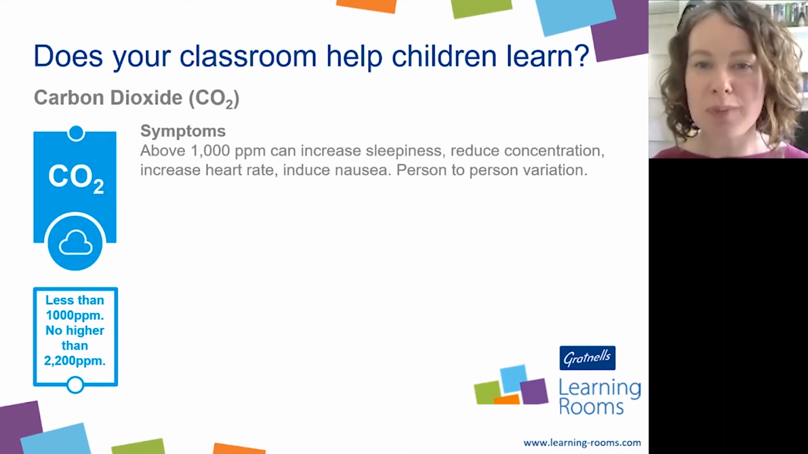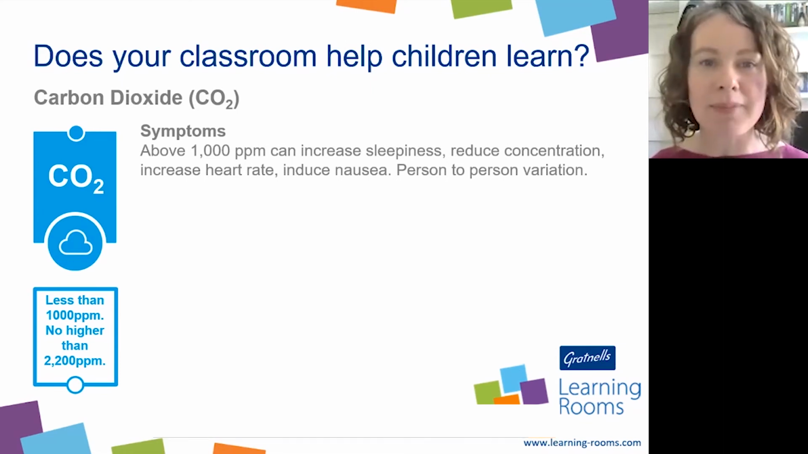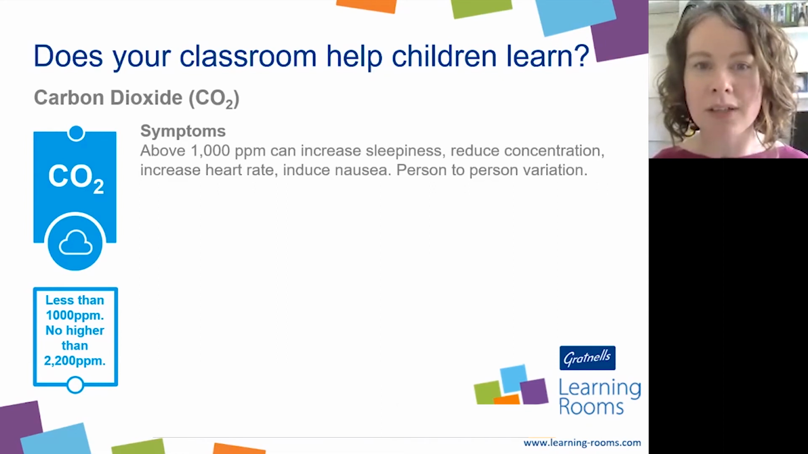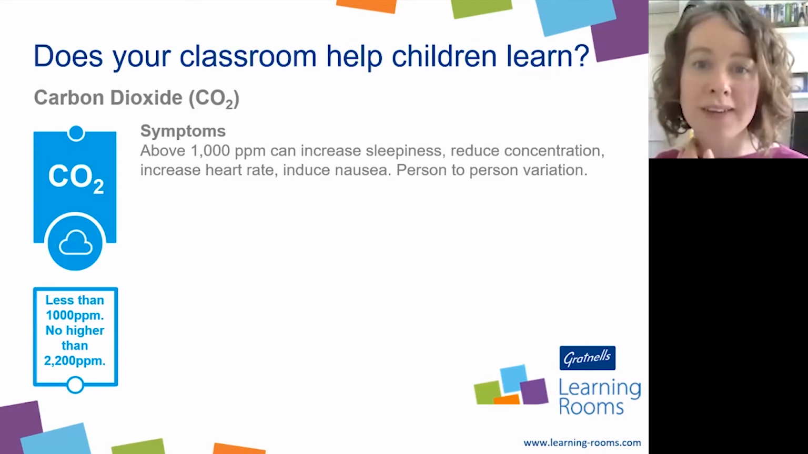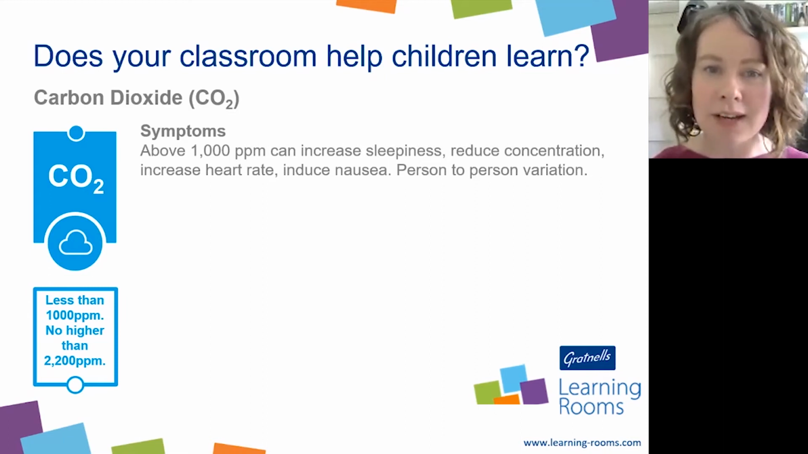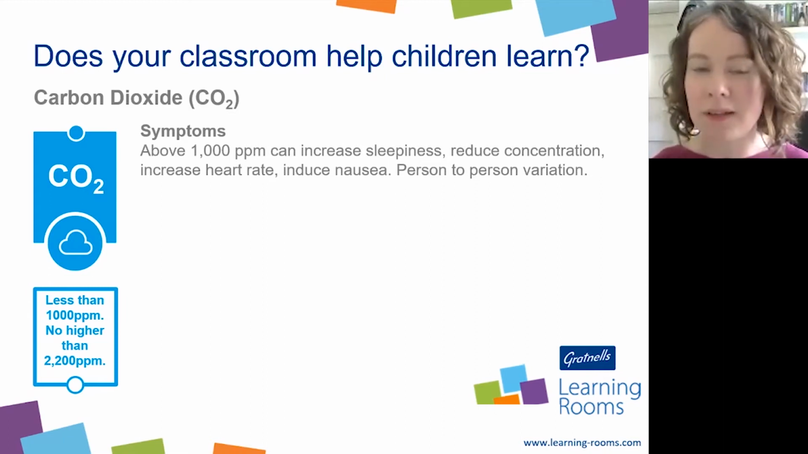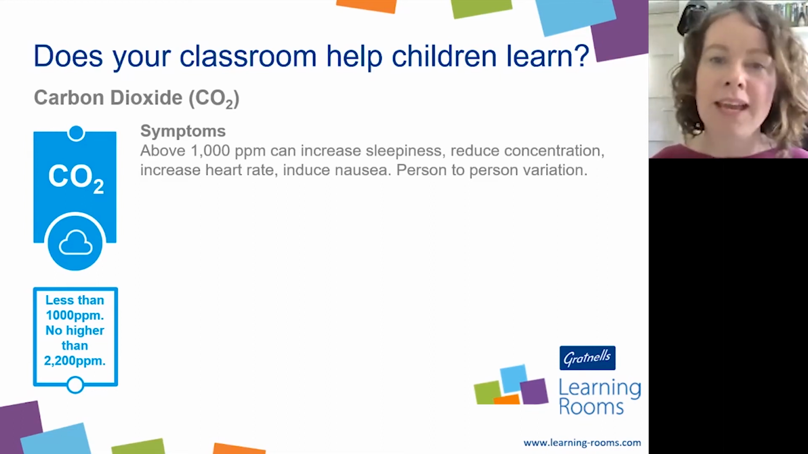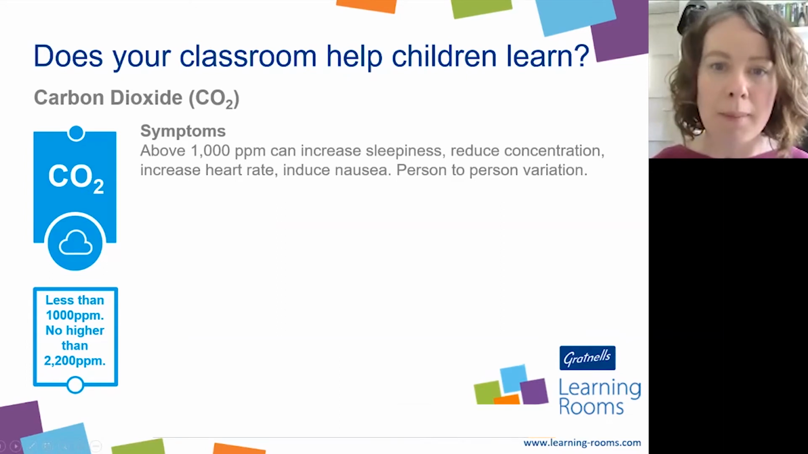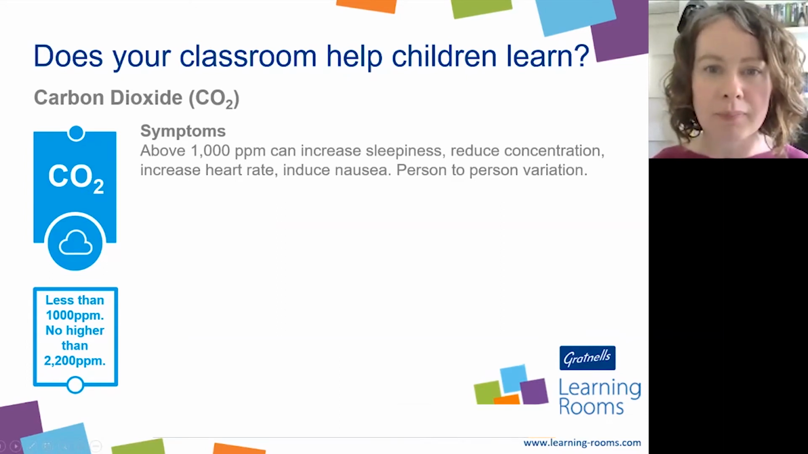The first one I'm going to talk to you about is carbon dioxide. I'm starting here because carbon dioxide is the key indicator of indoor air quality and effective ventilation. Levels above 1,000 parts per million can increase sleepiness, reduce concentration, increase heart rate, and induce feelings of nausea. And the severity of these symptoms increases as levels increase, and this varies from person to person. Guideline levels for each of the factors that I'm talking about today are always shown just at the bottom left-hand corner of your screen.